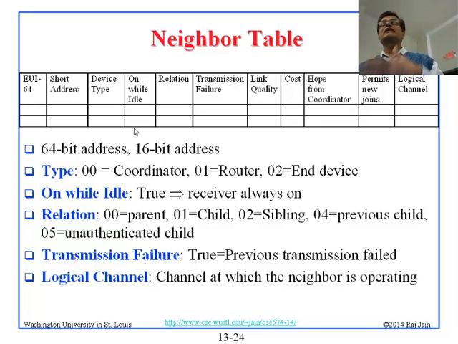For Ethernet, there is a different cost. For 100 megabit, there is a different cost. For gigabit, there is a different cost. Similarly, here the cost is related to the quality. And then hops from the coordinator. So basically, this is the depth. Permits new joins. So if it is a router, then it will permit new joins, and logical channel number is the channel at which the neighbor is operating. So there are 5 megahertz, 20 channels, actually, right? 80 megahertz total. So this is the one that says, well, I talked to him on channel 4.